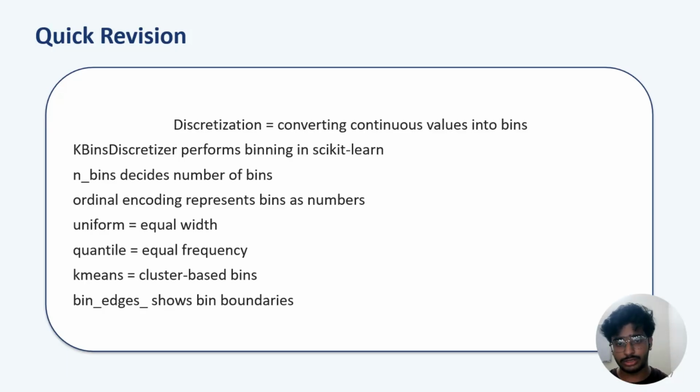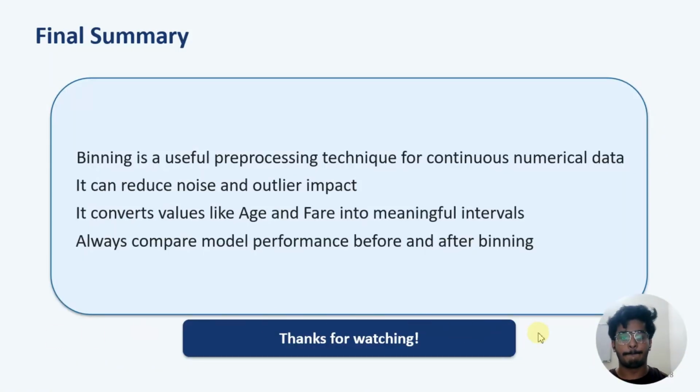So that was the complete explanation of feature discretization or binning using KBinsDiscretizer. This is the final summary. This is an important preprocessing technique, especially when you want to convert continuous numerical features into uniform groups.